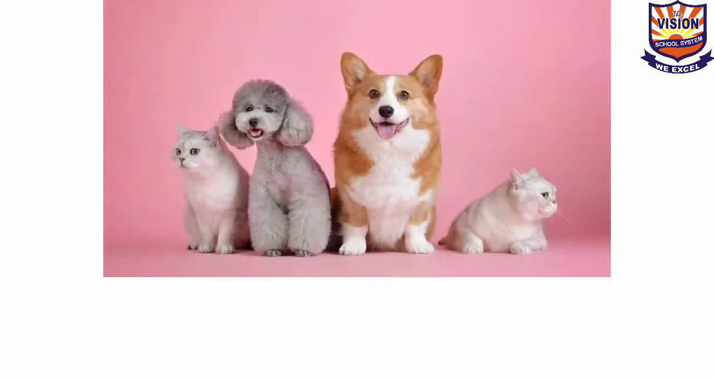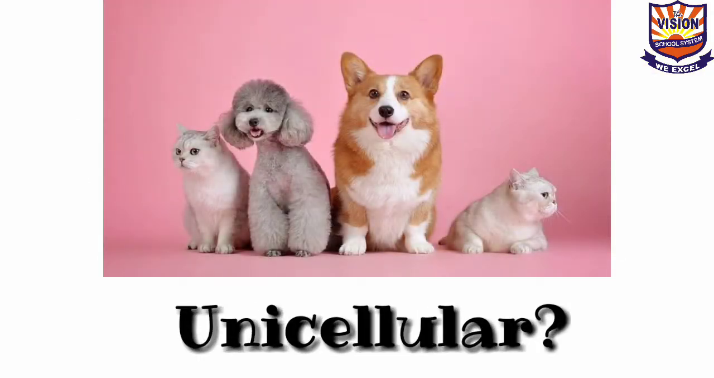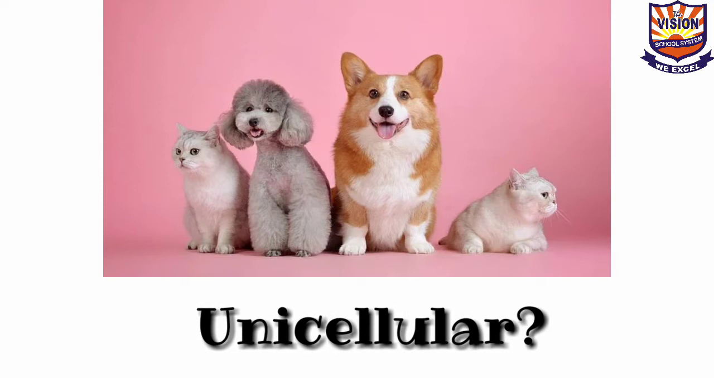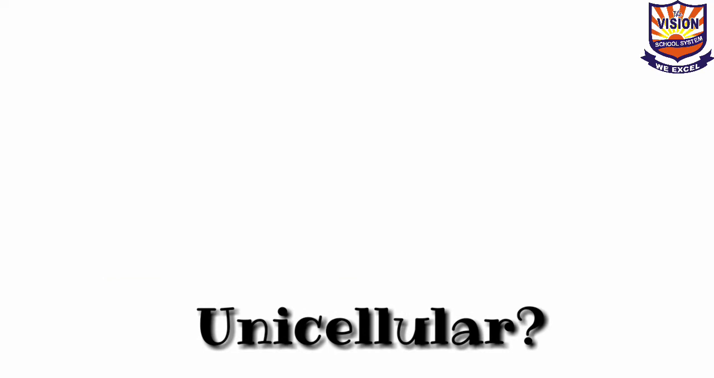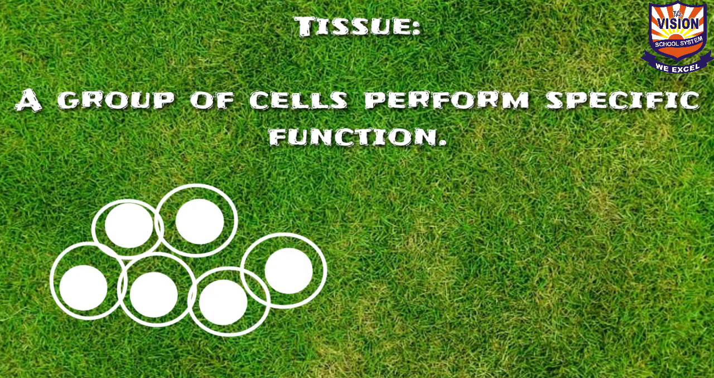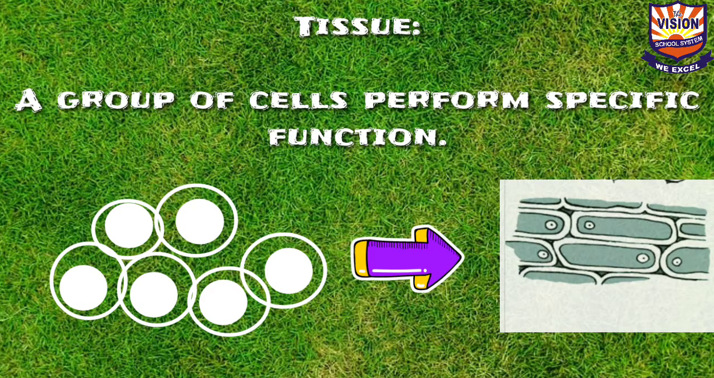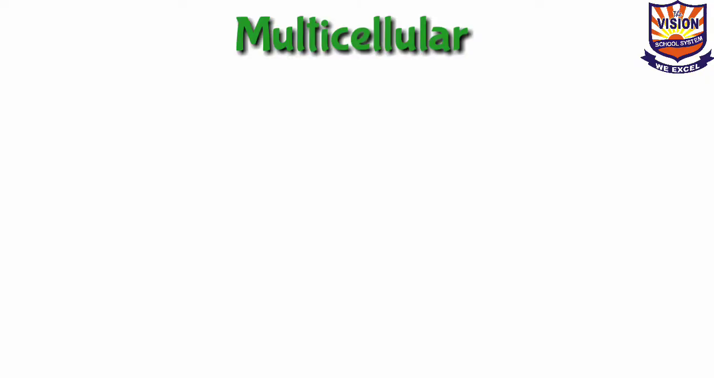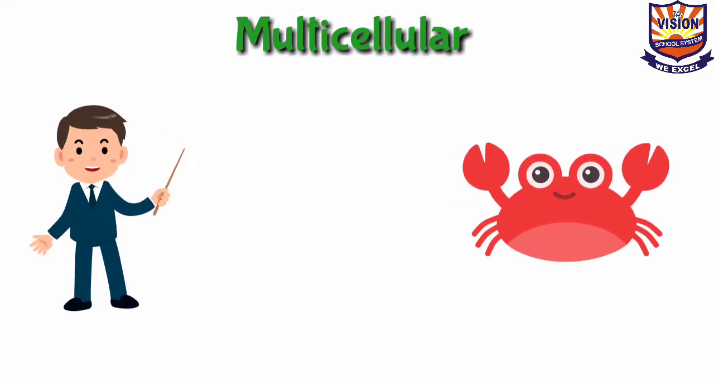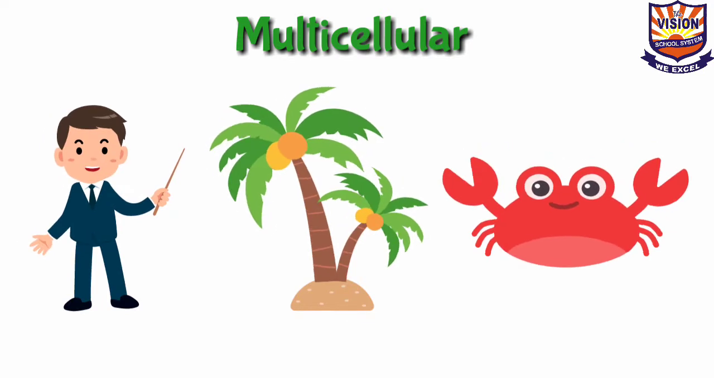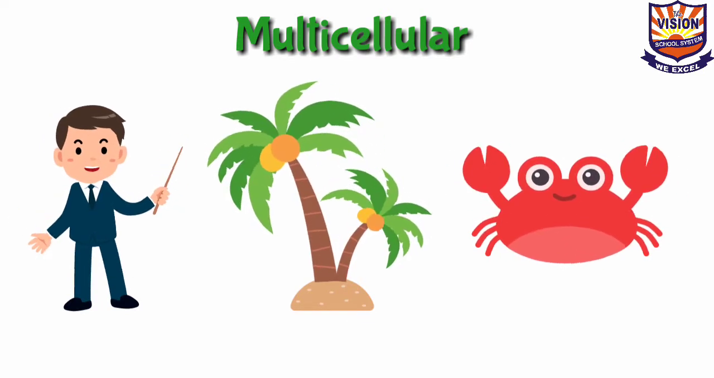So what about a cat or dog? Do they have a single cell? Of course not. They have many cells which make up their entire body. There are groups of cells which carry out different functions, and each cluster of cells is called a tissue, and each tissue carries out a specific function. Such organisms with many tissues are called multicellular organisms. For example, humans, animals and plants come in the category of multicellular organisms.